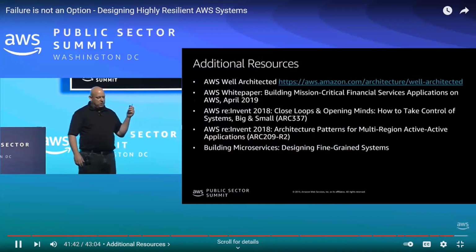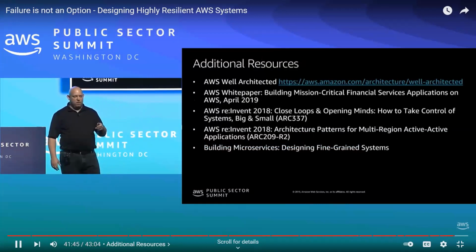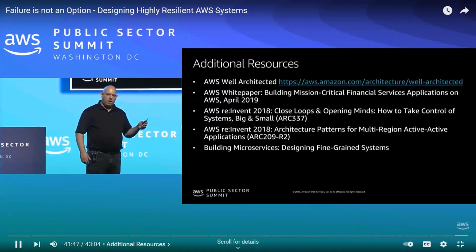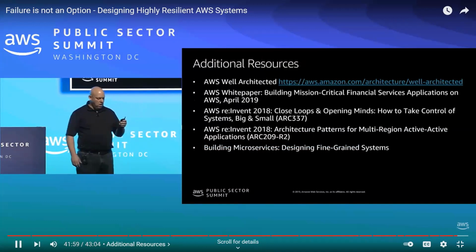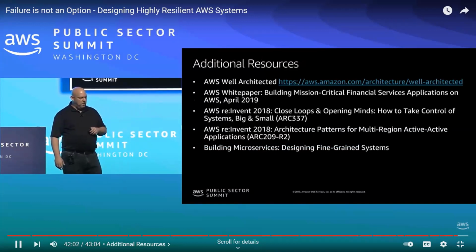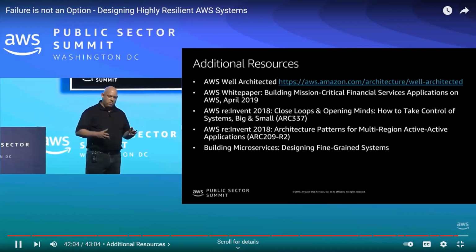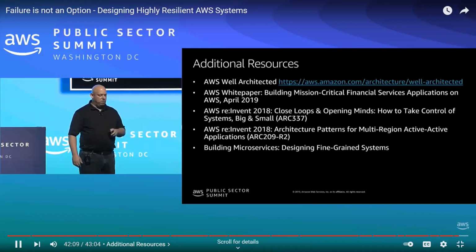In closing, I just wanted to share some additional resources. As I said earlier, we stayed high level and went end to end. But I would really recommend the Well-Architected Framework. There's some great material published online, so folks should take some time to read through it. We published a white paper earlier this year, which came out of the financial services space but is much broader, around mission critical financial service applications in AWS. And then there are these two re:Invent presentations from the past couple of years.